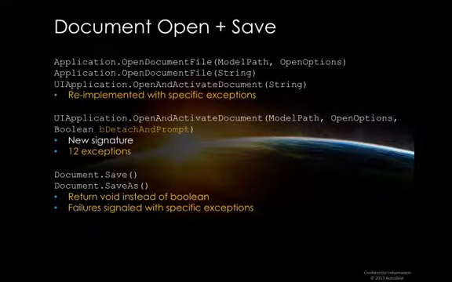The various methods to open document files have been modified. Most specifically, they return more detailed information about things that might go wrong. So all of these methods have been re-implemented with specific exceptions. We've also added a new Boolean option to detach a file from Central on opening, and the document save methods also return voids instead of a simple Boolean and signal failures with specific exceptions instead.